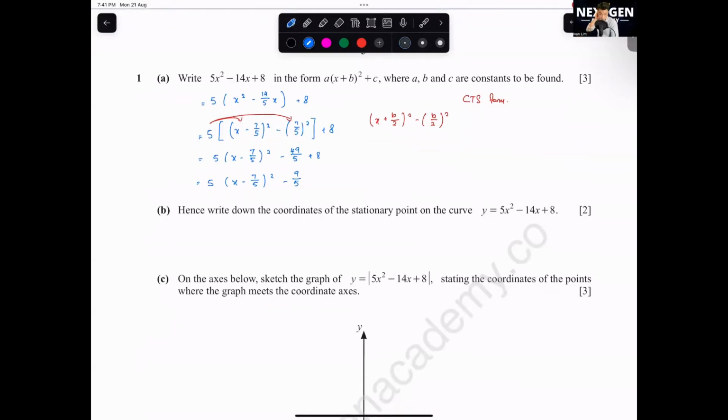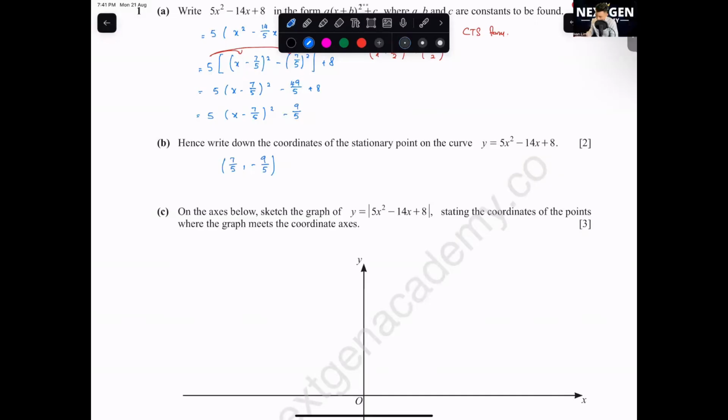Later after I finish this paper, you all can ask me whatever you want to ask. Otherwise, just type quickly in the chat. Hence, write down the coordinates of the stationary point of the curve. How to do stationary point? You just need to take this value and this value here. This is your x. If here is negative, it will become positive. Then this is your y value. So here you get 7 over 5, minus 9 over 5.